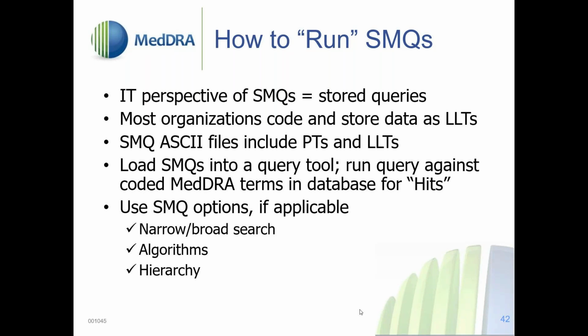And of course, it makes sense to use all the SMQ options. So consider the narrow and broad searches, consider whether you can run an algorithm like we've seen for the acute pancreatitis SMQ. But again, you need some more technical possibilities to use the algorithm. And maybe before you want to do it, discuss with the people running the query whether they can do it. And then, of course, also think about the hierarchy. Do you want to run the complete SMQ, or are you interested in a sub-search, a sub-concept of that complete query?